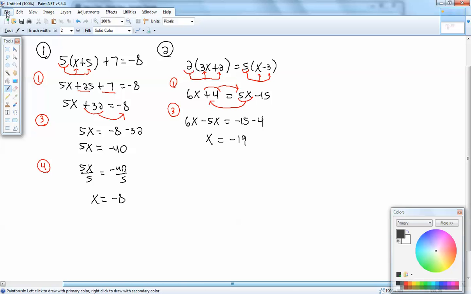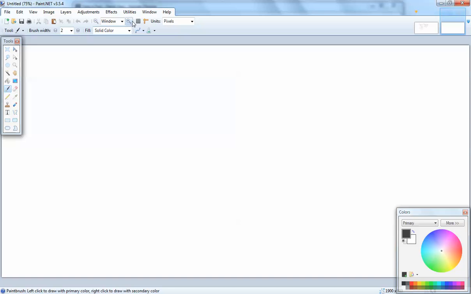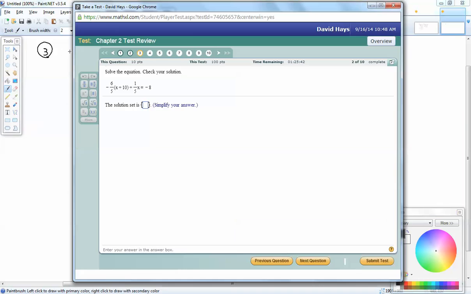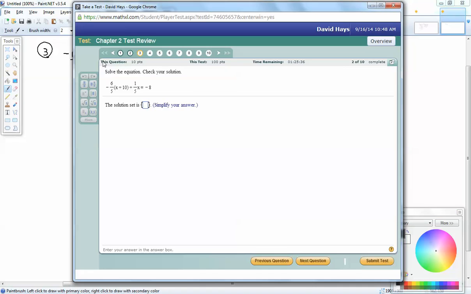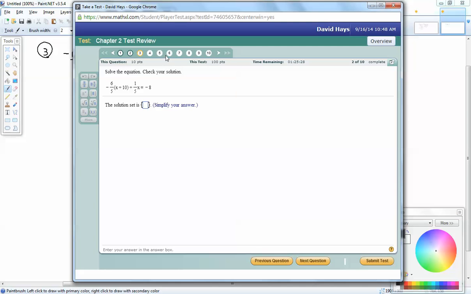Okay, let's take a look at our next problem. Start a new page. We got negative 6/5 times x plus 10, plus 1/5 x is equal to negative 8.